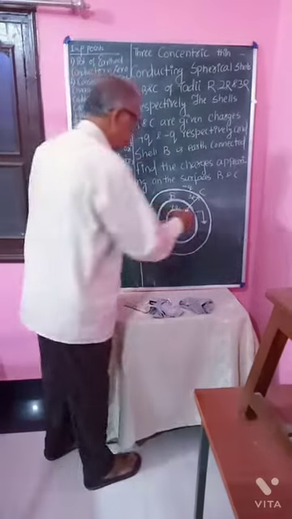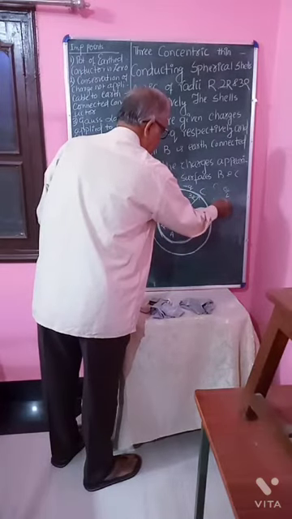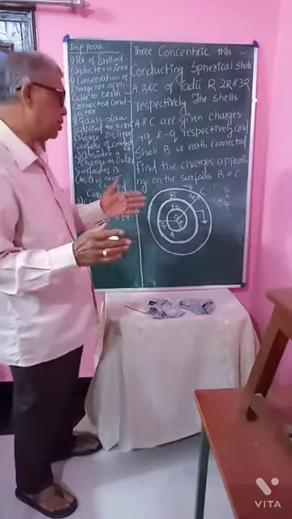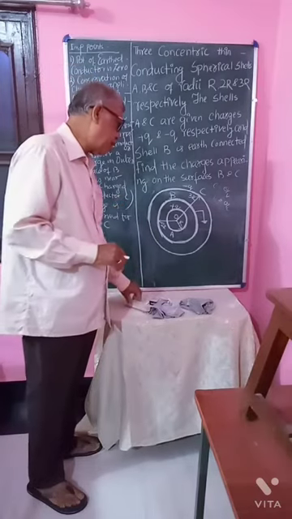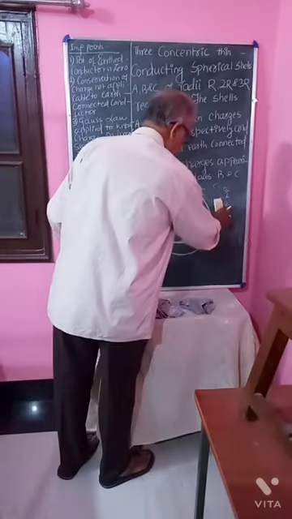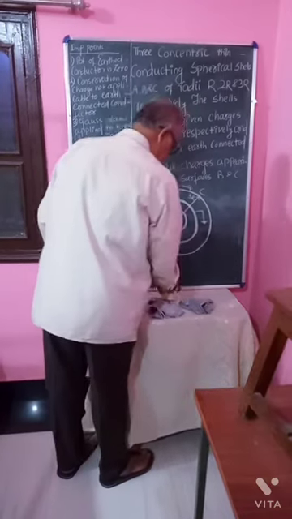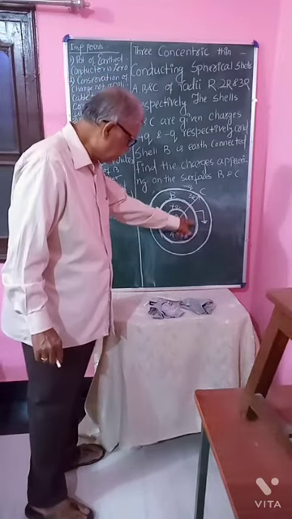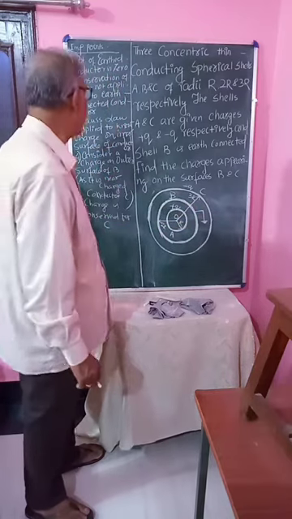Because as you know, C is equal to Q by V, V equal to Q by C, and capacitance of earth is very, very large. So we can consider earth to be at zero potential. So all conductors, when connected to earth, are at zero potential. So the potential of conductor or cell B is zero.